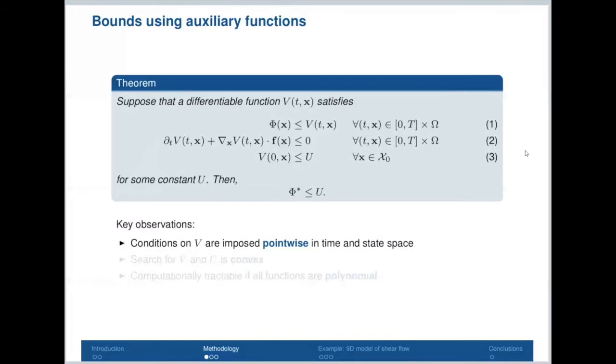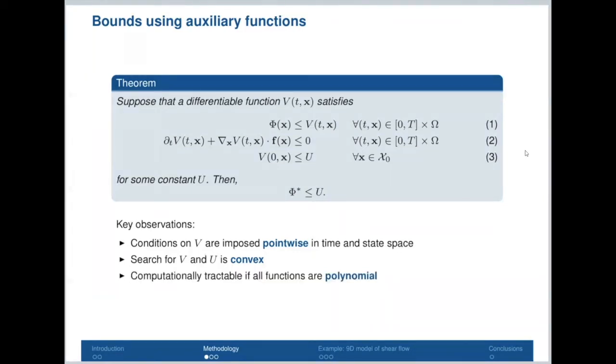The second important point is that looking for a v and a u that satisfy conditions 1 to 3 here is actually a convex problem, right? You will see that really the name of the game is to find the function v that gives the smallest possible u. And this is an optimization problem which is convex. And this is true because the conditions depend linearly on the variables v, which is actually a function, and u. So by switching from trajectories to auxiliary functions, I've switched from a non-convex nonlinear problem to a convex one.